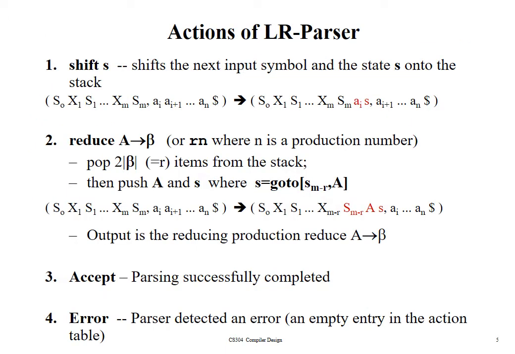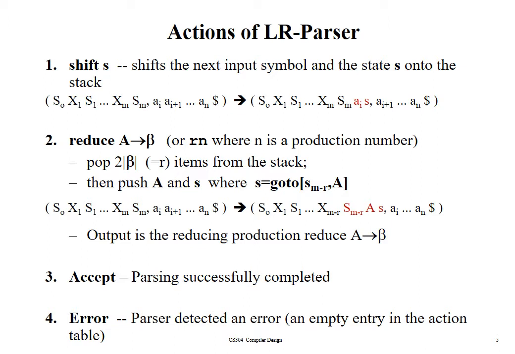The actions of an LR parser are shift, reduce, accept and error. Since basically an LR parser is a shift-reduce parser, the shift is indicated by shift S, and reduce is indicated by reduce. Along with that reduce, there will be a production. The third action is accept, and the fourth action is error.